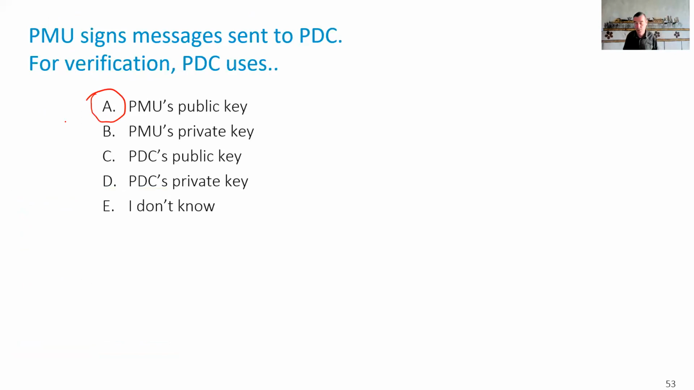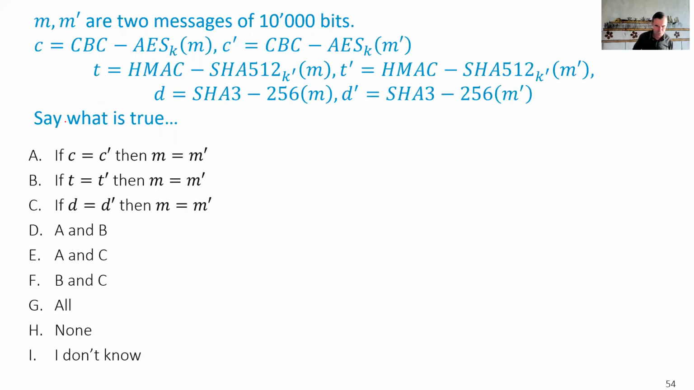The PMU was presumably signed with something that must be secret to the signer, so it's the private key. And it must be the PMU's private key, because the only private key that you know is your private key. So the message was signed with the private key of the PMU, and therefore to verify its authenticity, you use the PMU's public key. There's no other way around.